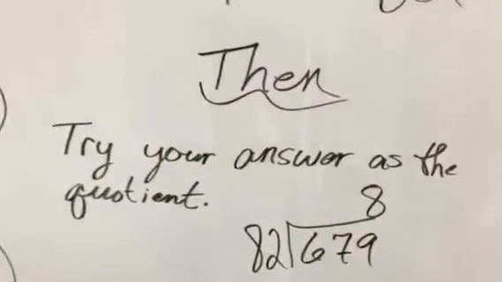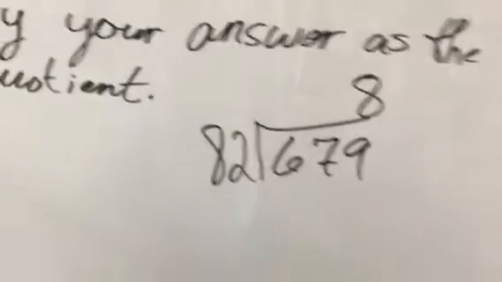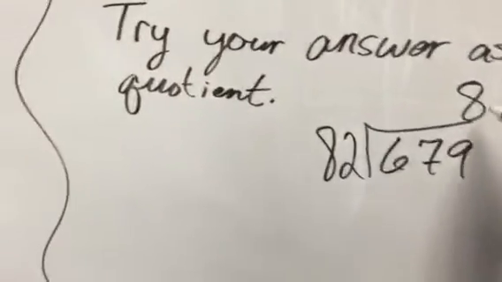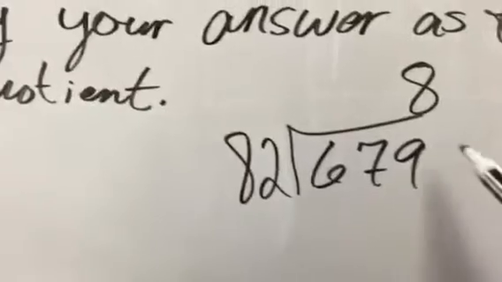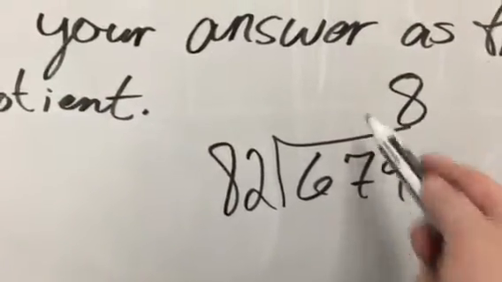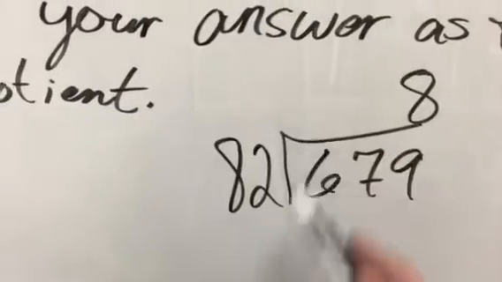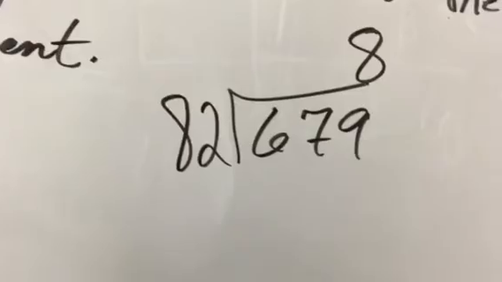And let's look at the second half. Then we just try our answer. So let's do that. If we choose 8, because remember we got 8 from down there, we write it over the 9. It's really important because this is the ones column. If you write it over the 7, that's saying that your answer is 80. If you put it over the 6, that's saying your answer is 800. So we need to put it over the 9.